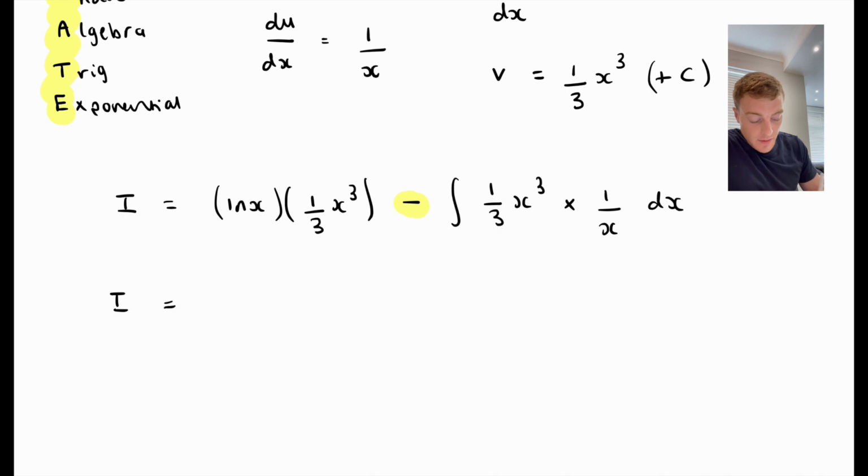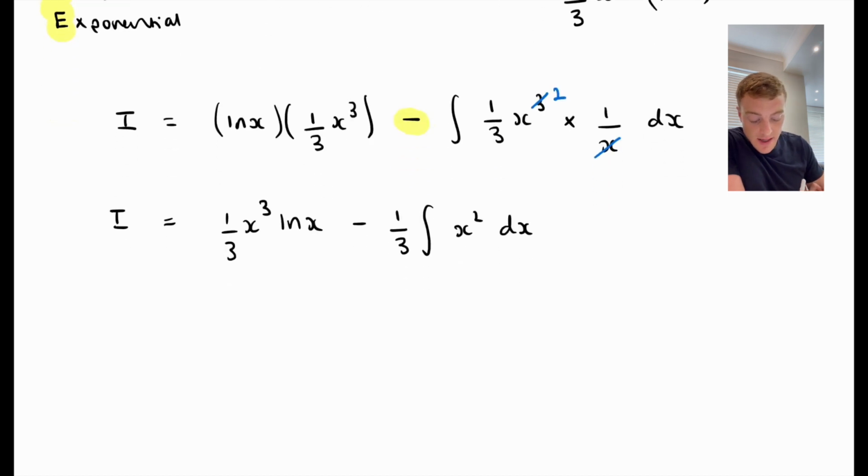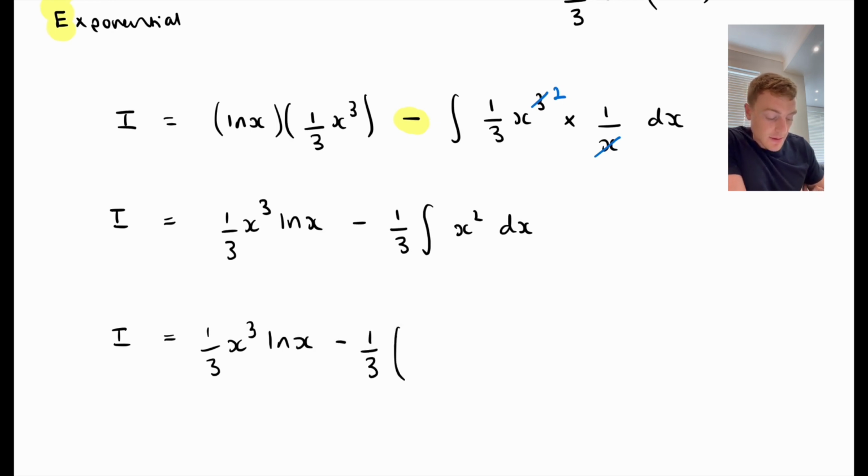So let's tidy that up a bit. We get 1 over 3 x cubed ln x, minus, now we can take out any constants from the integral. So we get minus 1 over 3 times the integral. Now we can also cancel out by a factor of x. So that's x squared. So we get the integral of x squared with respect to x. Now this is the same as what we did earlier. So 1 over 3 x cubed ln x. Now we've already integrated x squared, so that's going to be minus 1 over 3. Now that integrates to 1 over 3 x cubed again.